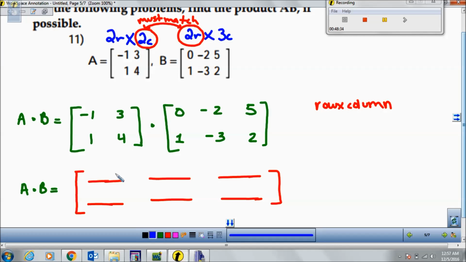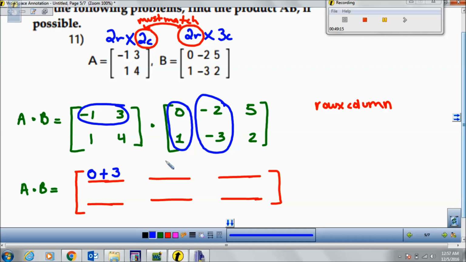So 2 rows horizontally, 1, 2, 3 columns. Multiplying row times column, we're going to do this times this. Negative 1 times 0 is 0, plus 3 times 1 is 3. You're going to multiply the first entry in the first row times the first entry in the first column, and the second entry in the first row times the second entry in the first column. Now, same row with the next column.